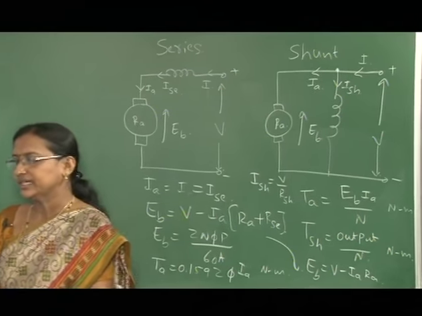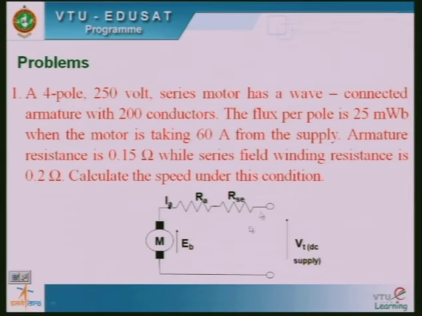First, in this problem, a 4 pole 250 volt series motor has a wave connected armature with 200 conductors. The flux per pole is 25 milliweber when the motor is taking 60 ampere from the supply. The armature resistance is 0.15 ohm, while the series field resistance is 0.2 ohm. Since the series field winding is connected in series with the armature, its resistance is very small. A shunt field winding would have more than 100 ohm, around 200 ohm.